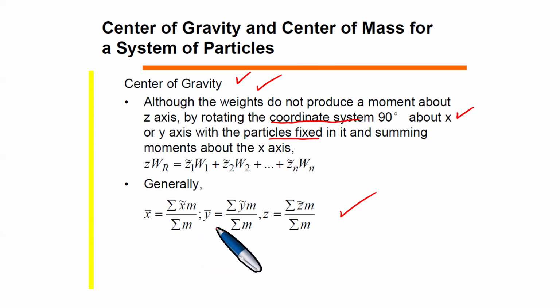And now we also have the y bar. Y bar is the summation of the distances for the individual particles times m, divided by the summation of all the m values. Z bar is the summation of z tilde m divided by the summation of m.